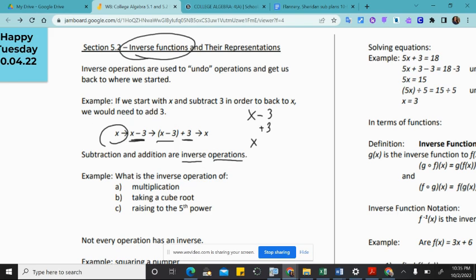What's the inverse operation of multiplication then? What's the opposite of multiplying? Well, the opposite of multiplying is division, right? And what would be the opposite of a square root? Squaring. So what's the opposite of a cube? Cubing something, or specifically, raising it to the third power. So what's the opposite of raising to the fifth power? Well, taking the fifth root.